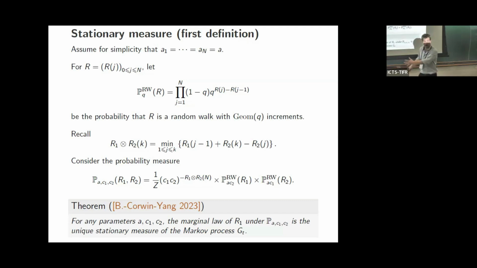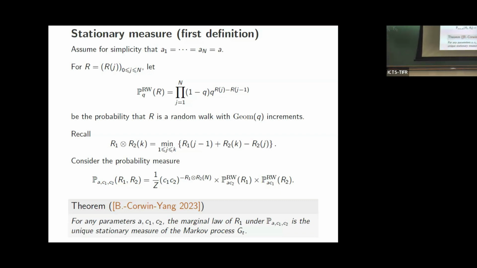Okay, so since I don't have time, I will not pass to the next slides, and actually I will sort of answer your question. So the way we prove this result is that we say that this R1 and R2 come from a measure on sequences of interlaced signatures, so lambda 1, interlaced with lambda 2, etc., up to lambda n.